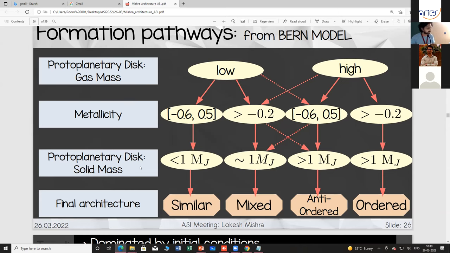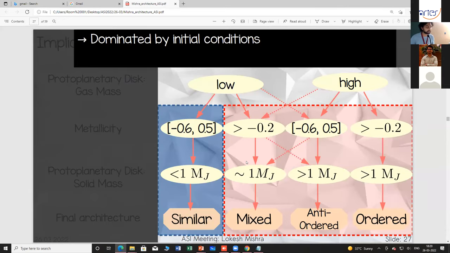So what I'm showing here is that if you start with a disk with gas mass which is low, it does not matter what kind of metallicities you take for the thing. So this division of the blue box and the red box is completely dominated by initial conditions.